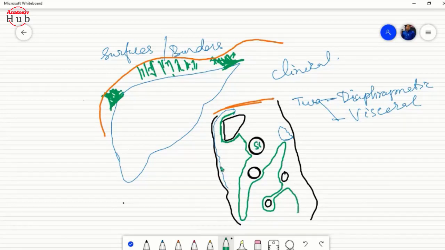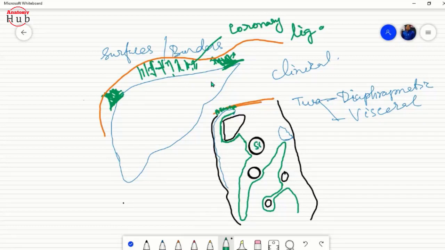So here you'll see that when this parietal peritoneum ascends upward, it connects with the diaphragm. Now this part is this part, right? So this is your coronary ligament. It is corona, not corona COVID-19. Corona means crown shape. So, coronary ligament.